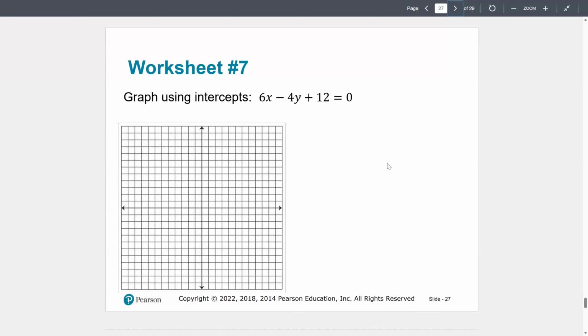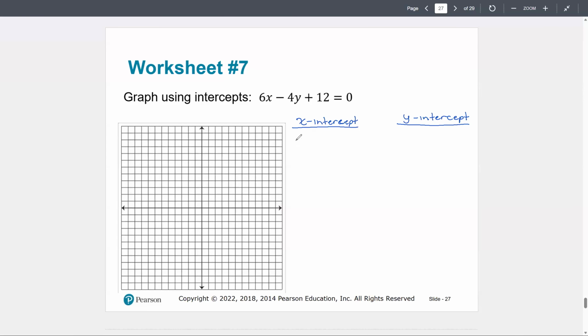So on number 7, take a moment and you have 6x minus 4y plus 12 equals 0. We already graphed this once. We're going to look at this again, but this time you're going to graph using your intercepts. So find the x and y intercepts and then graph again.